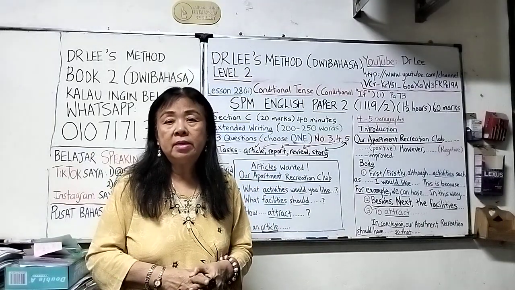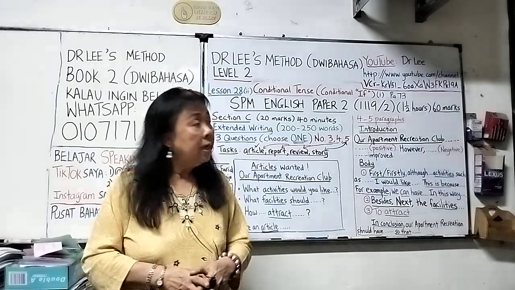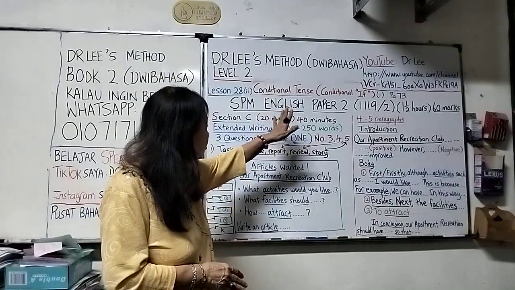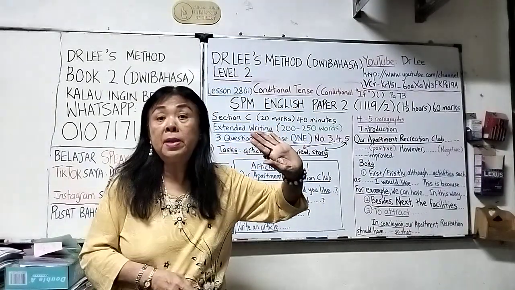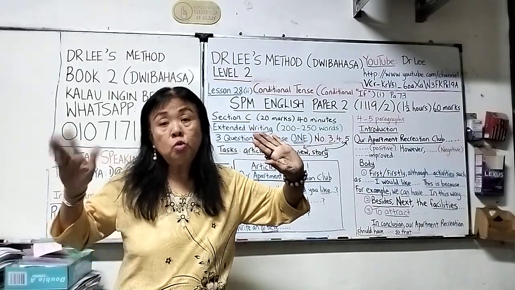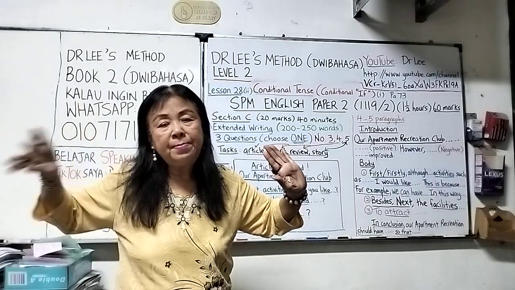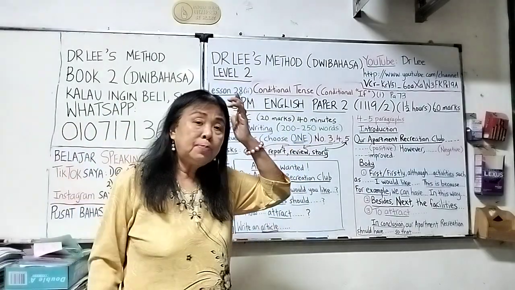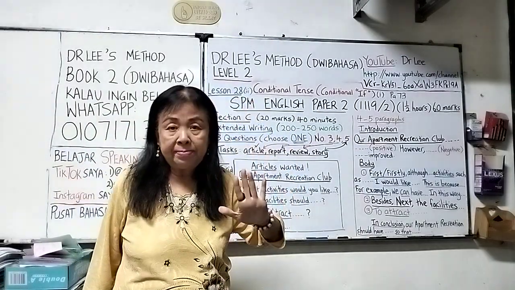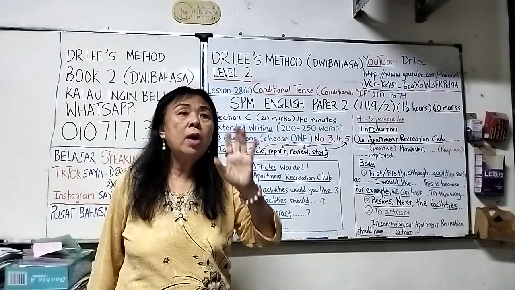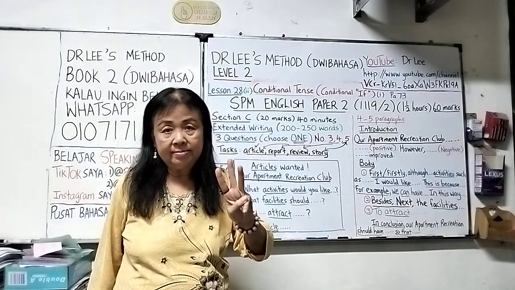Now, you know that the SPM English paper, we will call it 1119/2, which means paper 2. This paper is actually the writing paper, writing essays. You are required to write 3 essays.